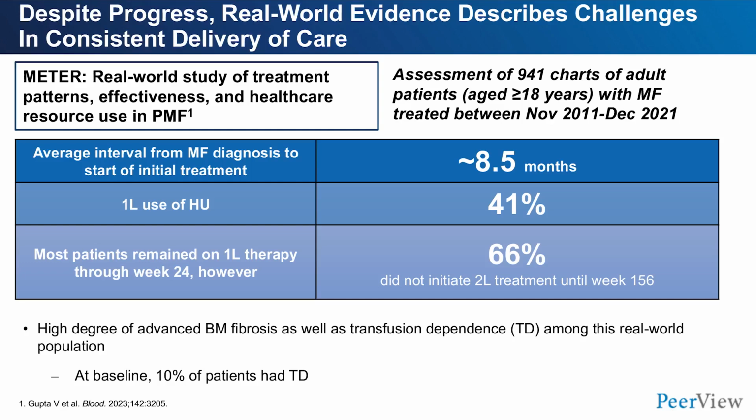This is a study called the METER study, which is a real-world study looking at treatment patterns in myelofibrosis, an analysis of almost 1,000 charts presented by Vikas Gupta last year at ASH. You can see, summarized on this slide, issues: delay from diagnosis to starting treatment, still quite extensive first-line use of hydroxyurea, and then often patients delaying initiating a second-line therapy. In this study, there were a high number of patients with a significant need, so there were a lot of transfusion-dependent patients and patients with advanced myelofibrosis.